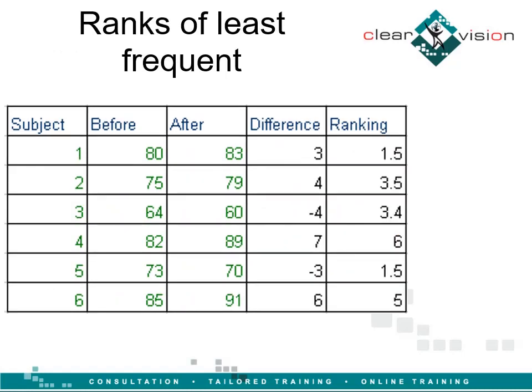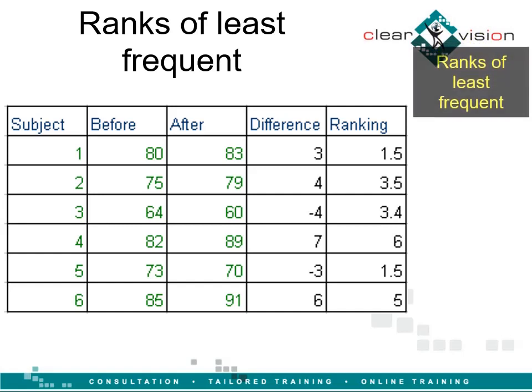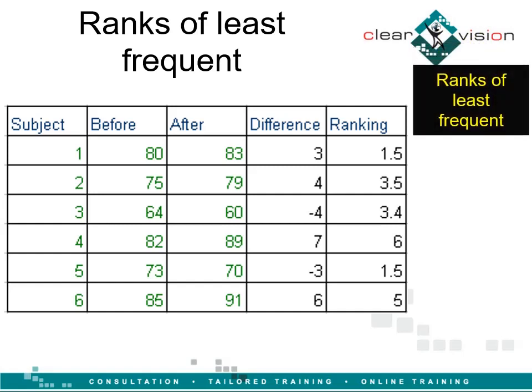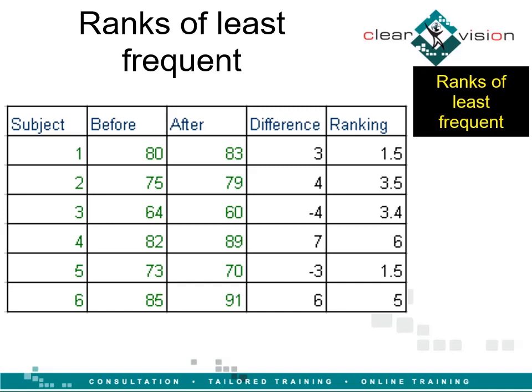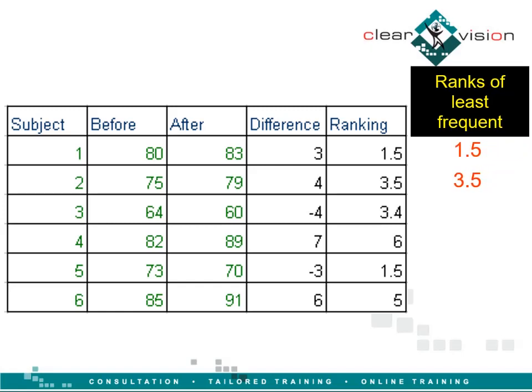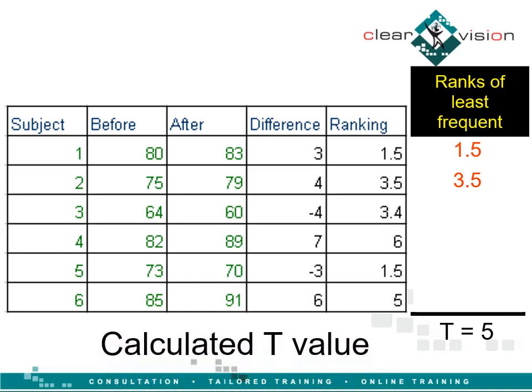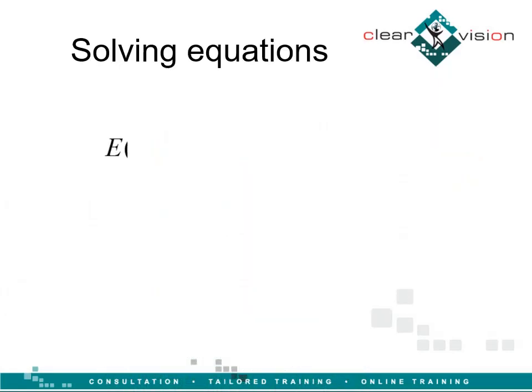The next step is to determine the ranks associated with the least frequent sign. Basically, we are looking at the ranks that are derived from the numbers with a positive or negative sign as well. In this case, it's only the ranks of 1.5 and 3.5. We now sum the values of the ranks of the least frequent sign, and the result is 5, and we call this the calculated t-value. Solving for expected t will result in 10.5.